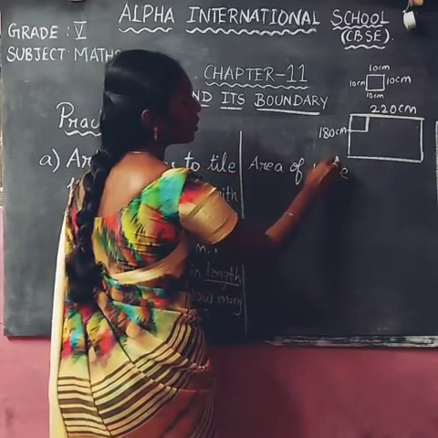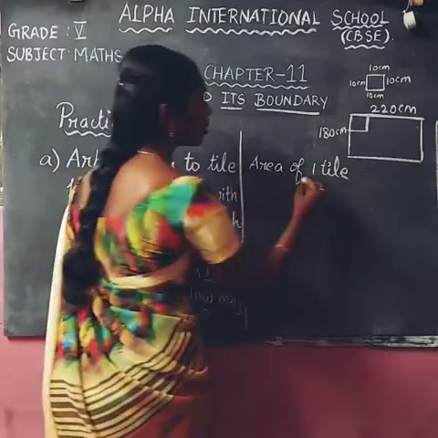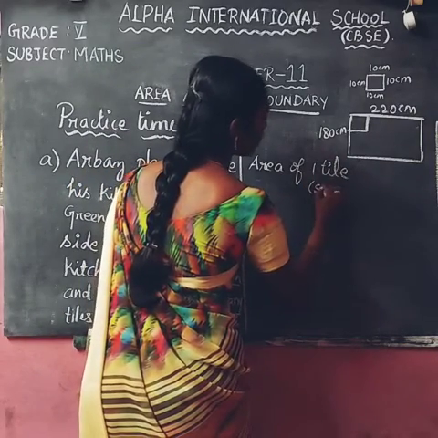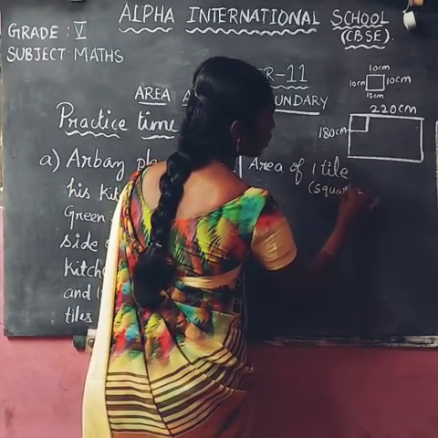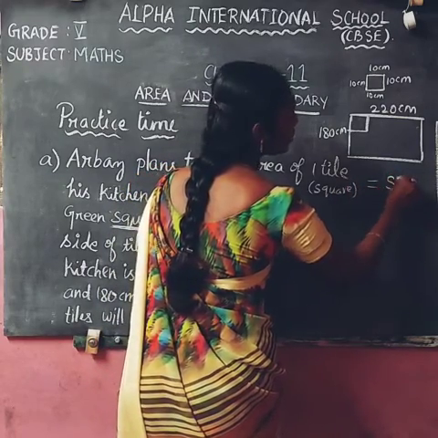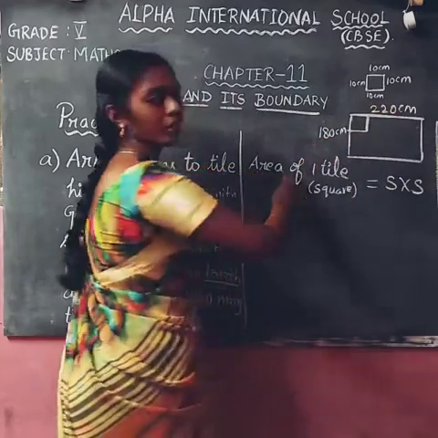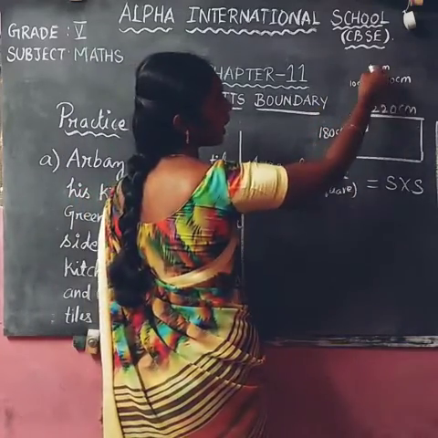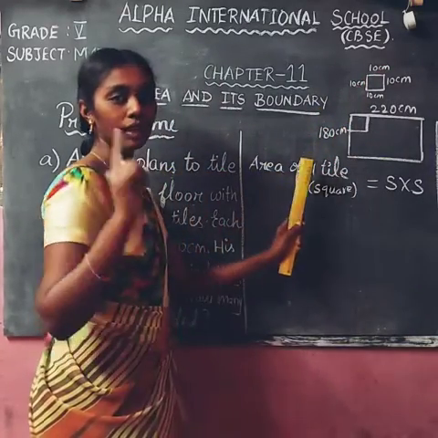So this tile is in square shape. What do I want to find? The area of that square-shaped tile. The area of a square is side into side. This is one side into another side. So for this square, side into side is the area of one tile.